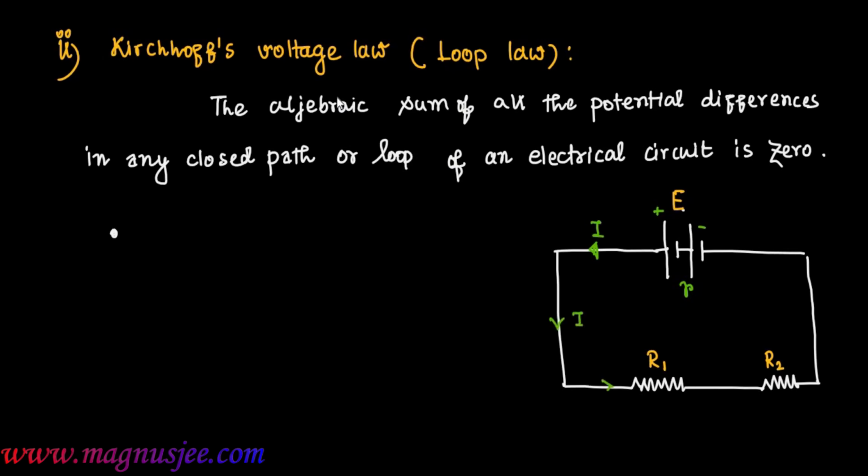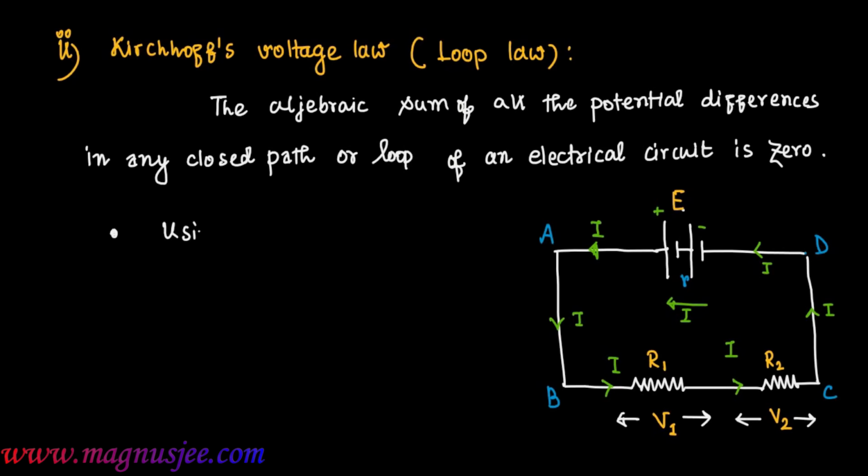A current I is generated from the positive pole of the battery, and that current I flows through the resistances R1 and R2, and flows from the negative pole to the positive pole inside the cell through the internal resistance. V1 is the potential difference across the external resistance R1. V2 is the potential difference across the external resistance R2. We can name the loop ABCDA, the closed loop in the same direction as the current.